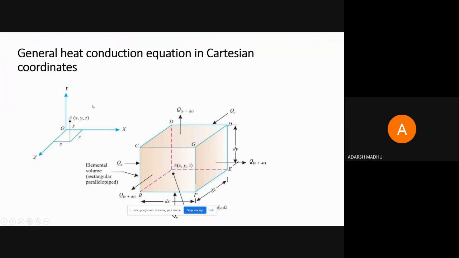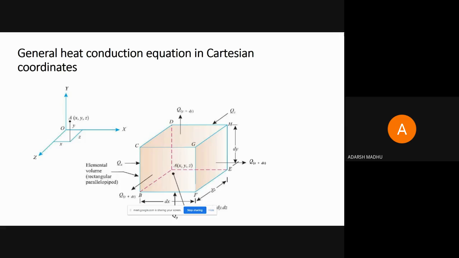Yesterday, we had discussed the general heat conduction equation in Cartesian coordinates. As I said, we want to study the general heat conduction equation in three coordinate systems: Cartesian, cylindrical, and spherical. Yesterday we already discussed the general heat conduction equation in Cartesian coordinates. So today we want to discuss the heat conduction equation in cylindrical coordinates.